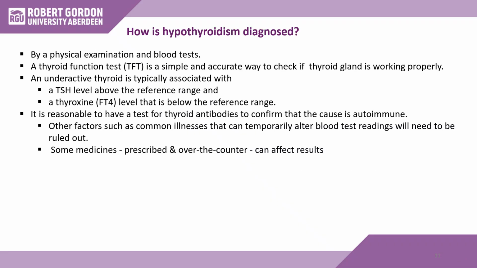So how is it diagnosed? A detailed history helps identify risk factors such as autoimmune disease, thyroid surgery, medication use, and radiotherapy. A physical examination may reveal dry skin, slow speech, hair thinning, and a slowed heart rate. Thyroid function tests, the TFTs, provide the definitive answer. So a high TSH with a low FT4 confirms primary hypothyroidism. In suspected autoimmune hypothyroidism, checking thyroid antibodies, particularly TPO antibodies, helps confirm the diagnosis. It's also important to remember that certain illnesses or medications can temporarily alter TFTs, so interpretation must always consider the clinical context.